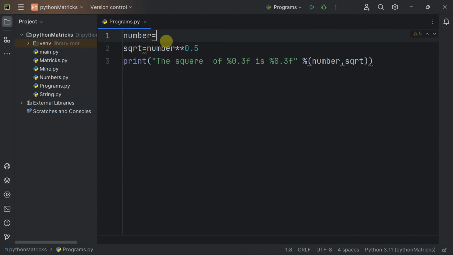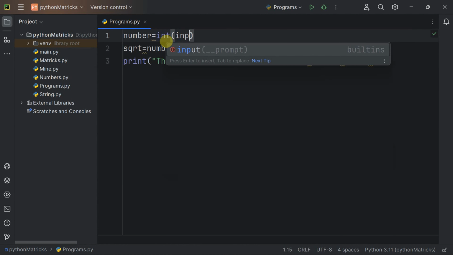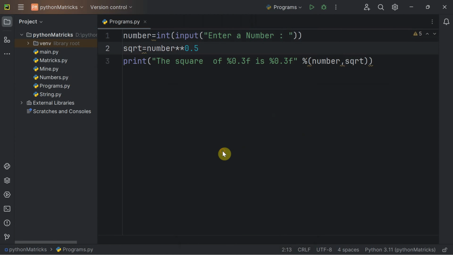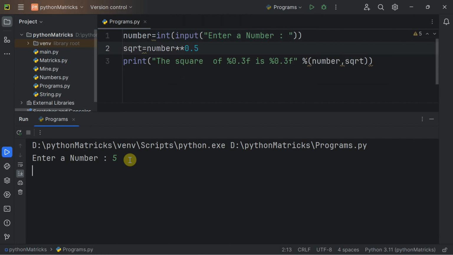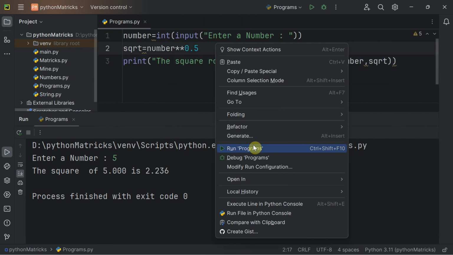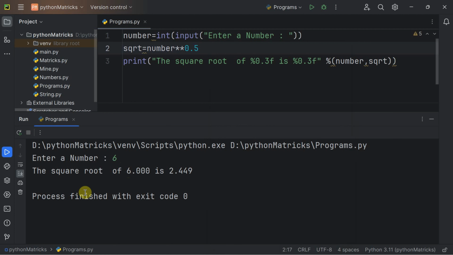For asking the user to input a number, here we use this, enter a number. So this option is where the user has to enter a number. Enter a number 5. You see the square root of 5 is equal to this. Now 6, the square root of 6 is this.